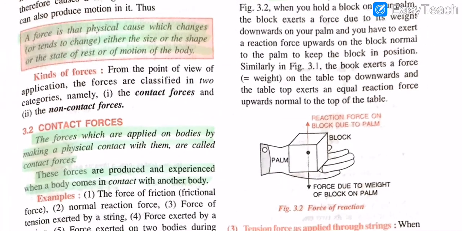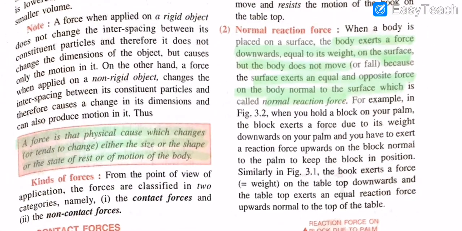Note, a force when applied on a rigid object does not change the interspacing between its constituent particles, and therefore it does not change the dimensions of the object, but causes only motion in it. On the other hand, a force when applied on a non-rigid object changes the interspacing between its constituent particles. So what do they mean over here?